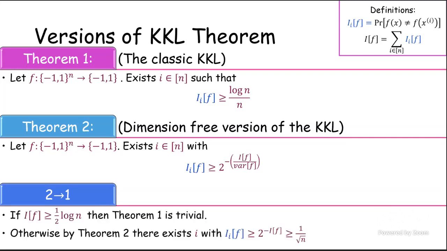Let's see how it implies the classic KKL. Either the total influence is large, which means that we have a trivially large individual influence, at least 1. Otherwise, if the total influence is small, then this bound gives us an individual influence which is large. And actually, it's much larger than the log n over n which we need.